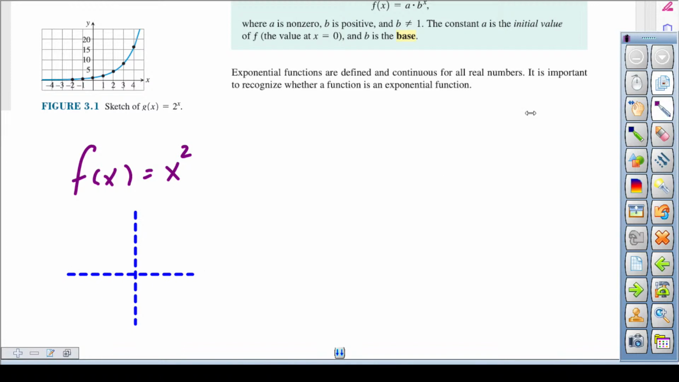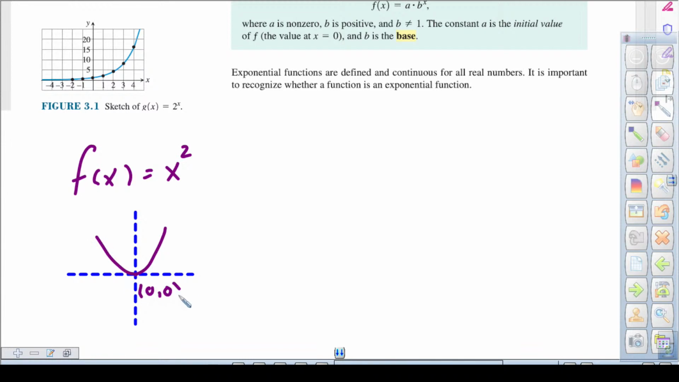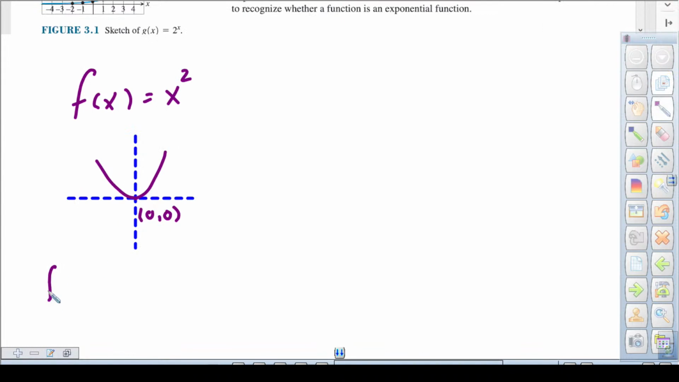So I have a vertex at 0, 0, and I'm looking up, a happy face. We also looked at it being transformed, and by now you should know the transformation. So let's say f of x equals x minus 3 to the second power plus 1. Can somebody tell me the h and the k for this function?